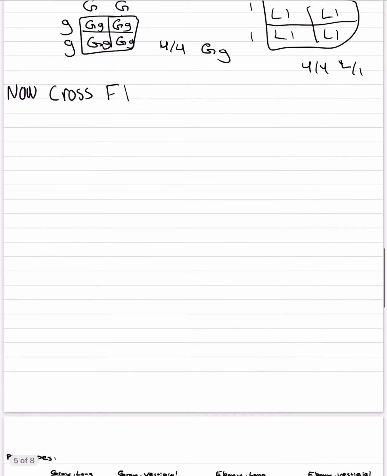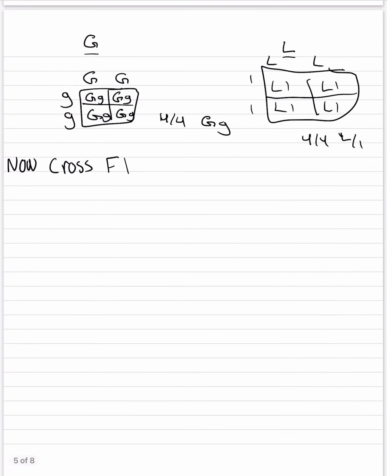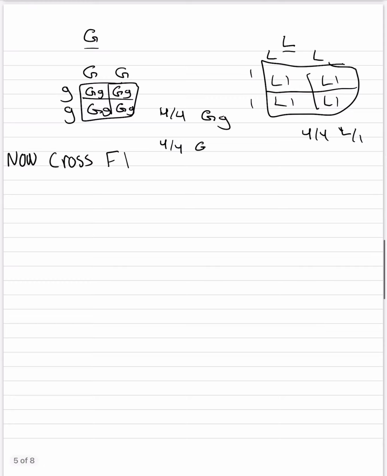Okay, now what we're going to do is cross the F1 generation. In order to find the genotypes of the F1, we simply take GG, or 4 out of 4 of the GGs, big G, little g, multiplying that with the 4 out of 4 for the big L, little l, and we find that we get 16 out of 16 of the individuals having the genotype big G, big L, little l, or 100% of them. So we know that the genotype for the F1 is big G, big L, little l.